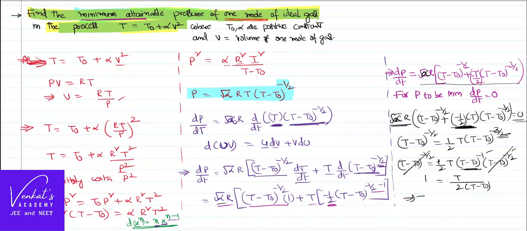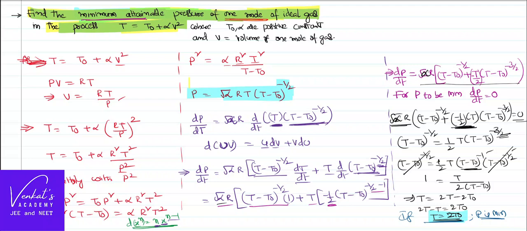So you cross multiply them. T equal to 2t minus 2t naught. Take this t to that side. 2t minus t equal to 2t naught. So t equal to 2t naught. That's the conclusion that you got. So what you understood now is, if T is 2T naught, pressure is minimum.